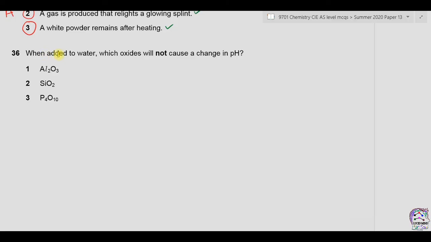Question 36. When added to water, which oxide will not cause a change in pH? 1 is aluminium oxide. Aluminium oxide does not dissolve in water, so it won't change the pH. So this could be correct. Silicon dioxide is also insoluble in water and it won't change the pH, while phosphorus oxide is an acidic oxide and it will decrease the pH of water. So the correct options are 1 and 2 and the answer is B.